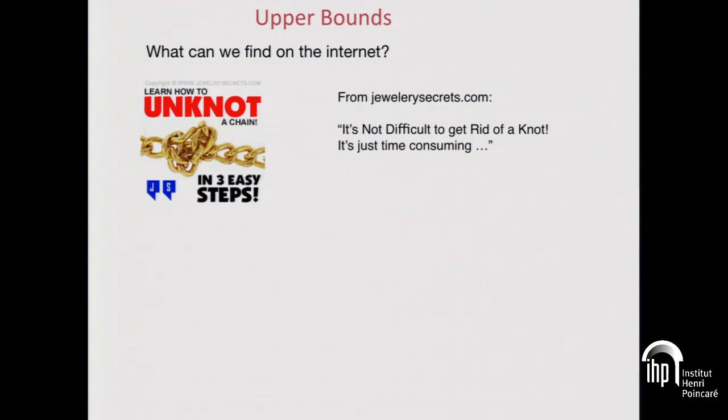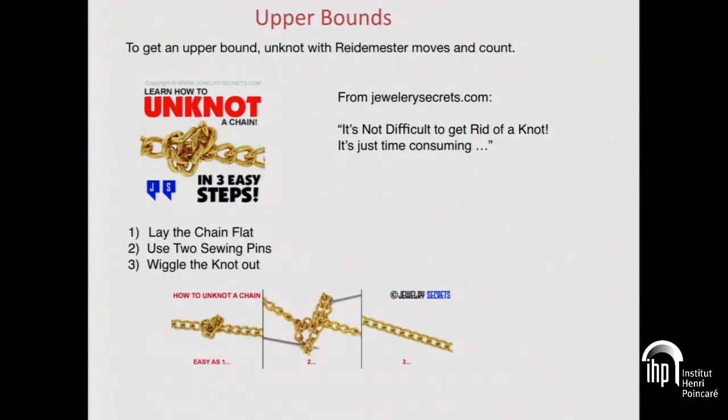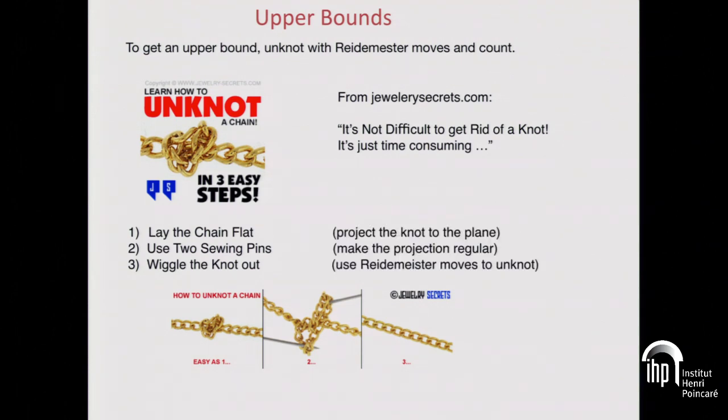So it turns out that JewelrySecrets.com, jewelers have this problem of unknotting unknots quite a bit with their chains. And on JewelrySecrets.com, they'll tell us it's not difficult to get rid of a knot, it's just time consuming. Here's the algorithm. Lay the chain flat, so it says take a diagram of the knot. Use two sewing pins. Okay, I don't quite have a translation for that. And then wiggle the knot out with your two. Okay, so what you do is you project the knot to the plane, make the projection regular, right? So you make sure there's only double points in the projection, and then you use Reidemeister moves to get rid of the crossings.